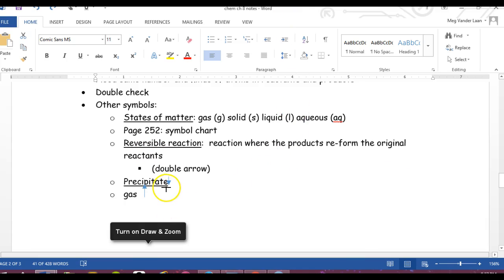Precipitate, another way to indicate a precipitate: because the precipitate is going to fall out of solution or settle out of solution, you would have a down arrow beside the product that is a precipitate. And if it's a gas, you would have an up arrow because gases usually are lighter and they will go up. So those are some other symbols that we would use.